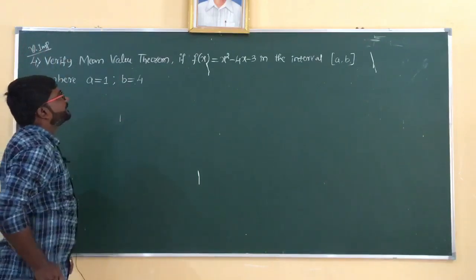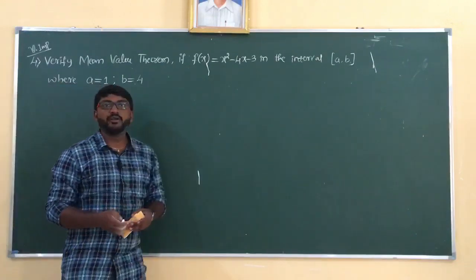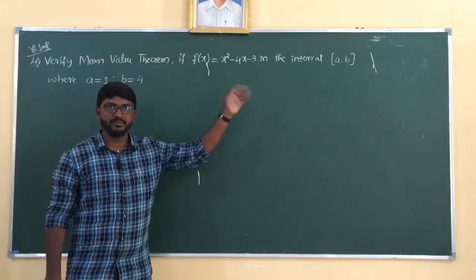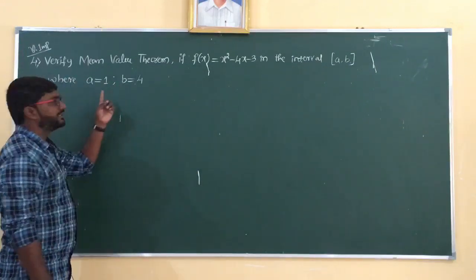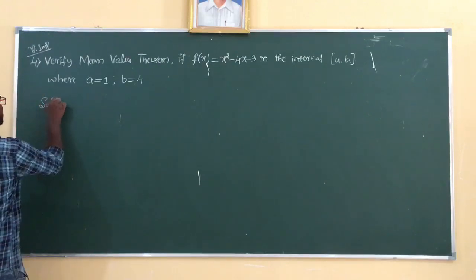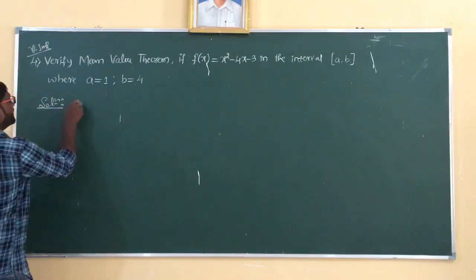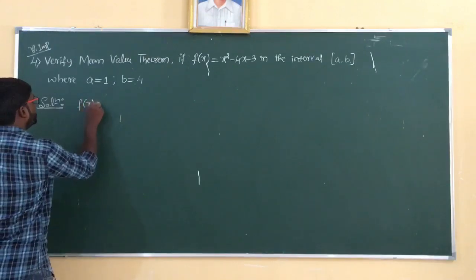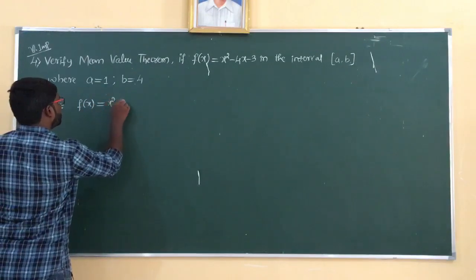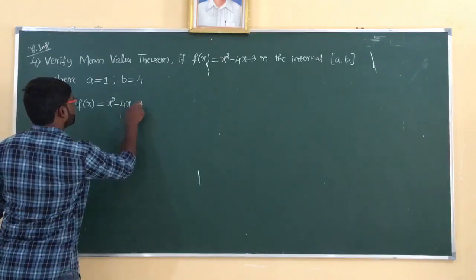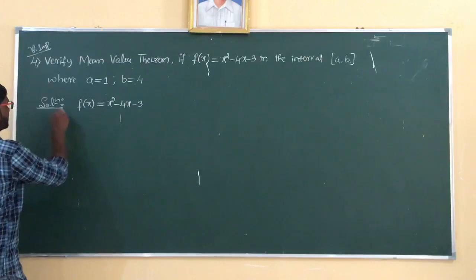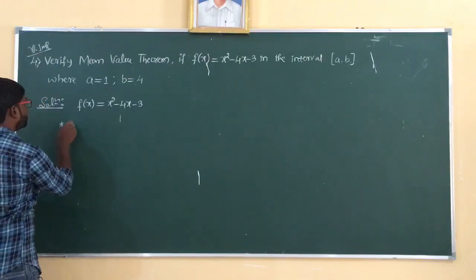Verify mean value theorem if f of x which is equal to x square minus 4x minus 3 in the closed interval a comma b, where a is equal to 1 and b equal to 4. So, let us solve this. First, you write the given function f of x which is equal to x square minus 4x minus 3.